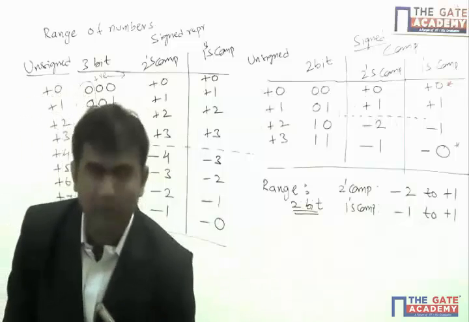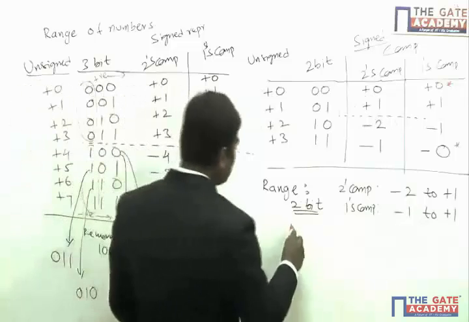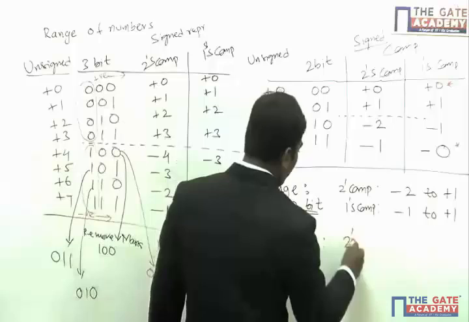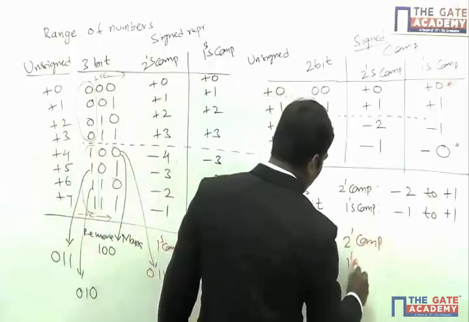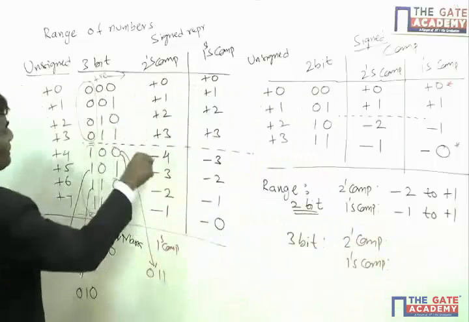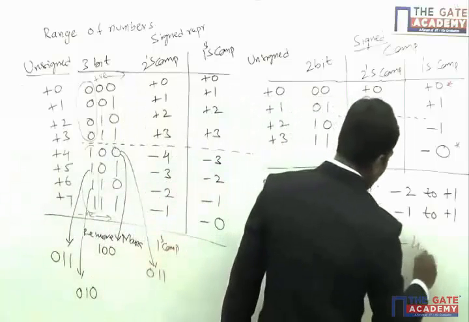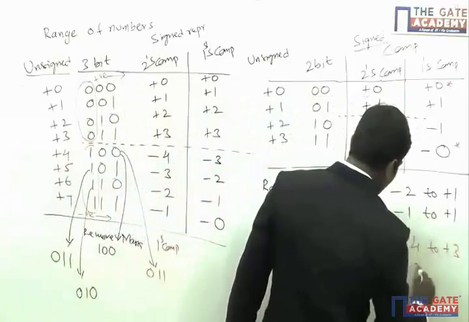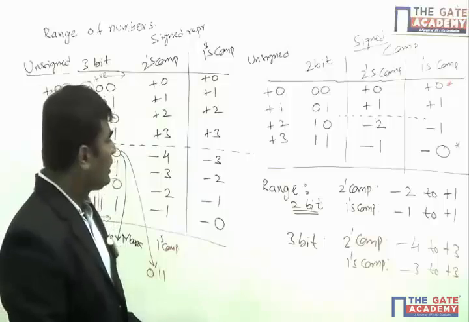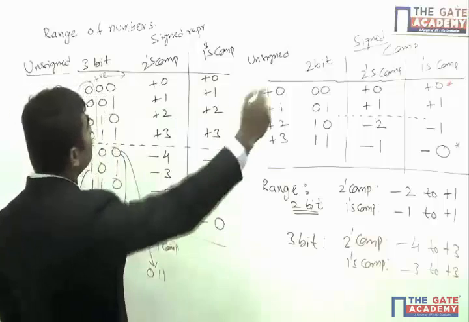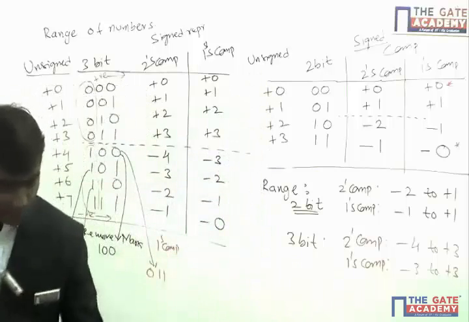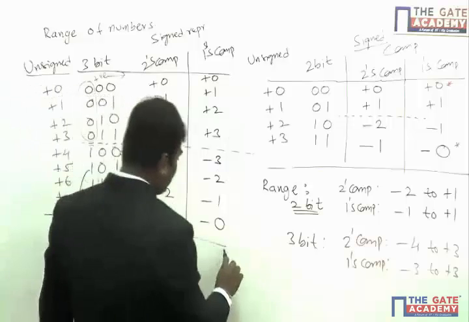Okay. In a similar way, what's the case as far as 3-bit representation is concerned? As far as 3-bit representation is concerned, 2's complement, it is there on the board. 1's complement. Okay. So 2's complement representation, the range is from minus 4 to plus 3. And 1's complement representation, minus 3 to plus 3. Hopefully the things are clear. So now here we will summarize. Yes, we can summarize it here only.